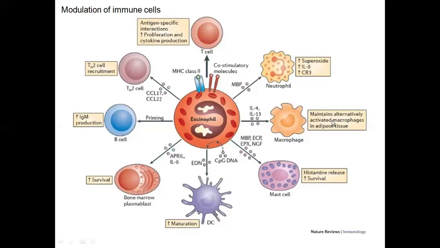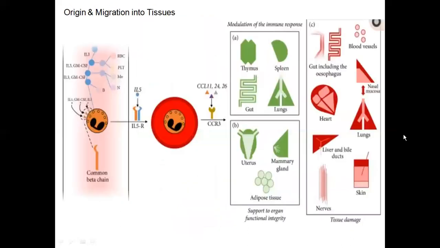When eosinophils release these granules, they would bring about modulation of the immune system. That is a very important function of the eosinophils that we are talking about. Now, how do these cells originate and how do they migrate into different tissues?